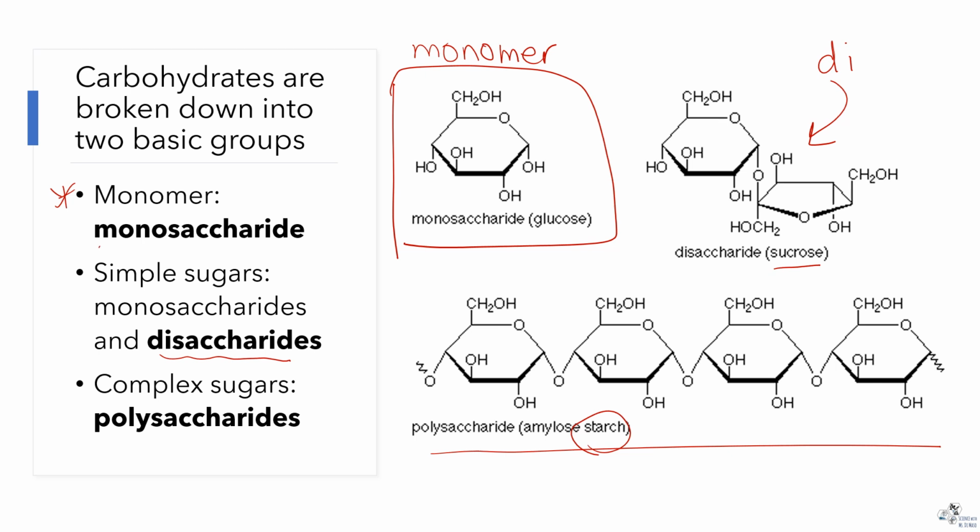So breaking down these words, mono means one, di means two, and poly means many. And the term saccharide is basically, it's Greek or Latin, I can't remember which, but it basically means sugar. So we're talking about, do I have one sugar, two, or many? Kind of a little on the nose.